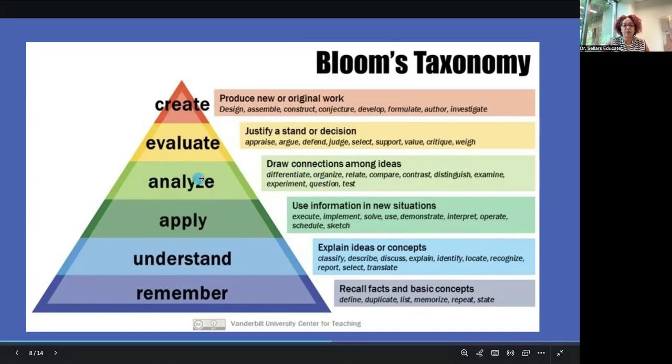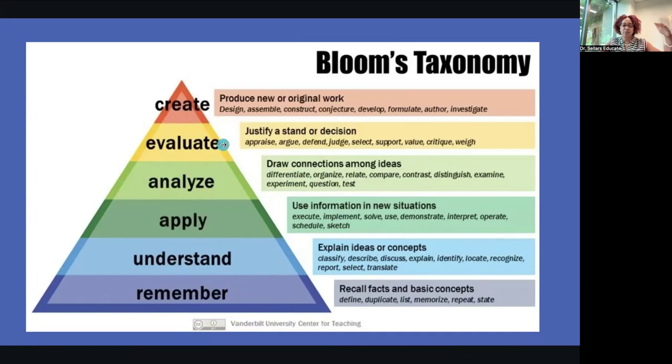So let's go ahead and go to analyze. Draw connections amongst ideas. So some of those verbs include differentiate, organize, relate, compare, contrast. Now I want you to write down what would be an assignment that you could develop aligned with analyzing. We know that our students often start at this lowest level of remembering, but they can't stay there, right? We have to scaffold or build on prior learning. That's how students are able to demonstrate sound clinical judgment practices that are consistent in the decisions that they make and lead to safe patient care delivery.